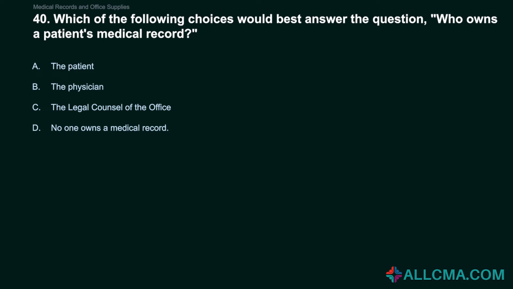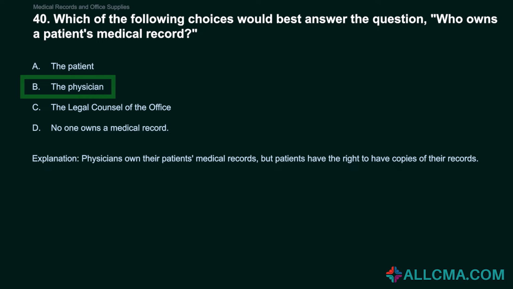40. Which of the following choices would best answer the question, who owns a patient's medical record? A. The patient. B. The physician. C. The legal counsel of the office. D. No one owns a medical record. Correct answer, B. The physician. Physicians own their patients' medical records, but patients have the right to have copies of their records.